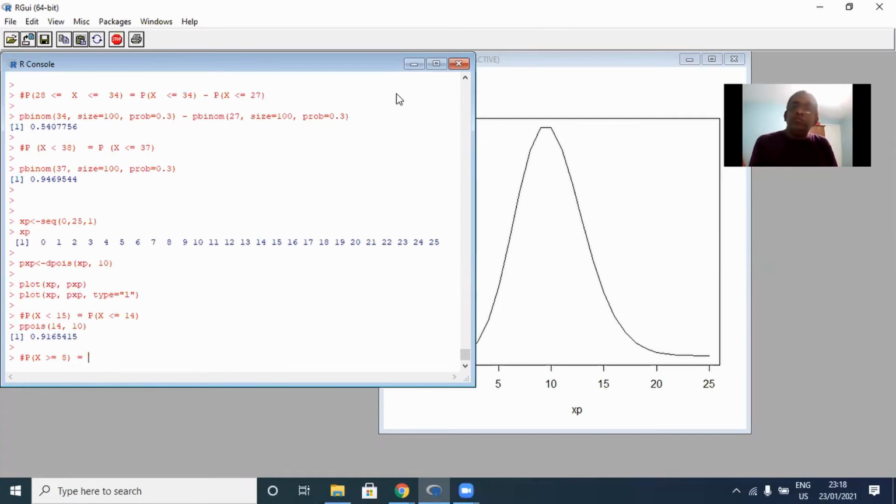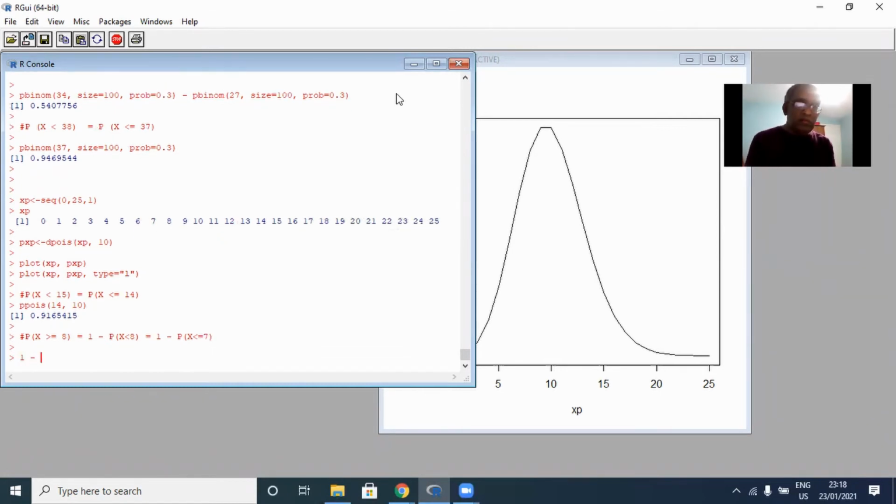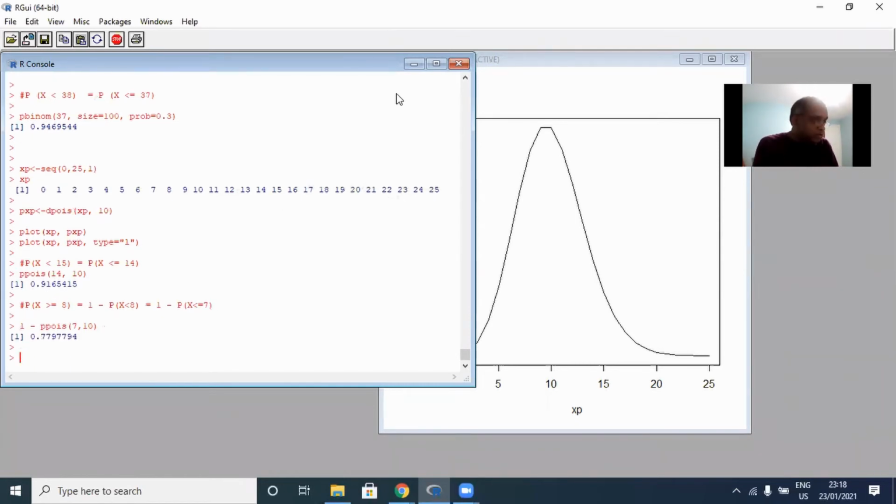This is by the complement rule. I'm sure in probability 1 you learned something called the complement rule. You can write it as 1 minus the probability that x is less than 8. This is the same as 1 minus the probability that x is less than or equal to 7. So this is 1 minus P Poisson at 7 and lambda equal to 10. So this is the answer.